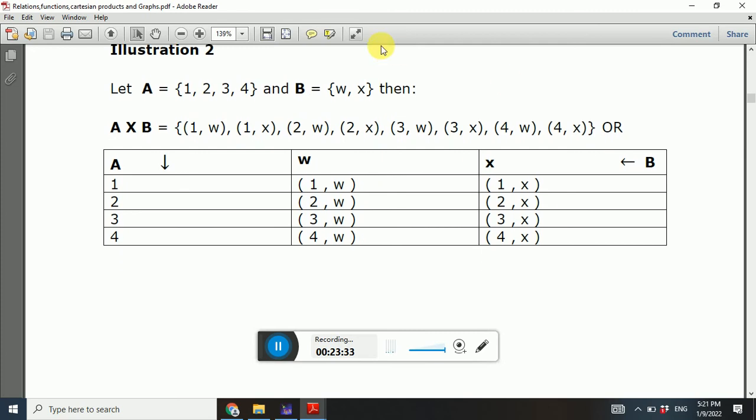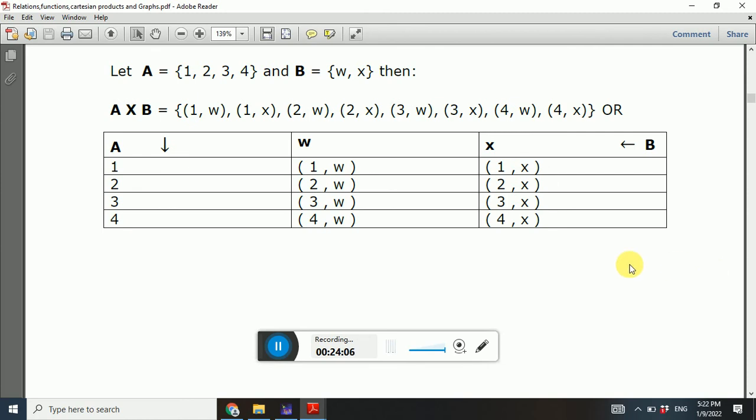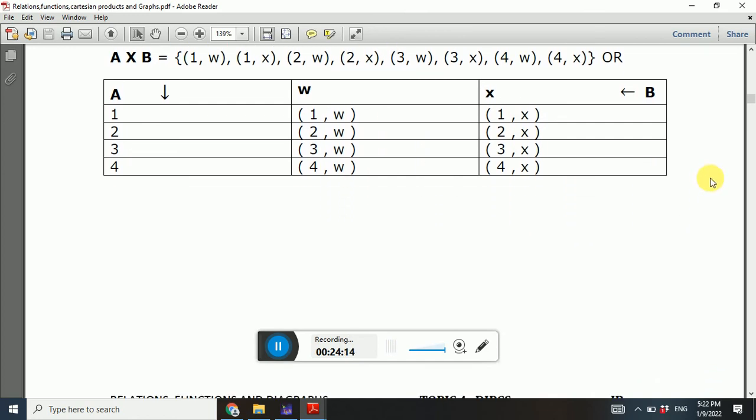Okay, so there's another example here. We have elements of A as 1, 2, 3, 4, and elements of B as W and X. So you write elements of A as a column and elements of B in row form. Okay, and then you start pairing these together. So I think this, to me, is the easiest approach, because with this approach, it's very hard for you to miss out on some of the pairs.